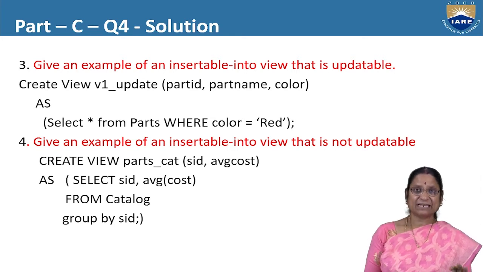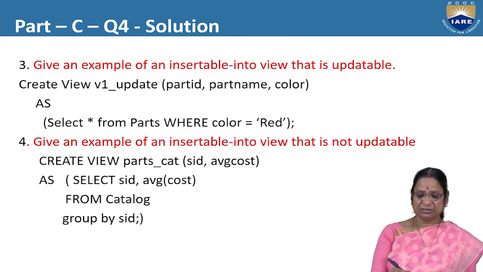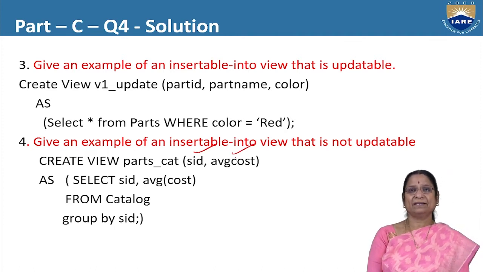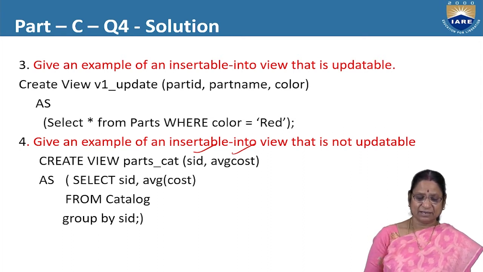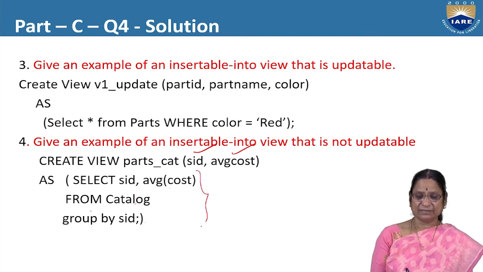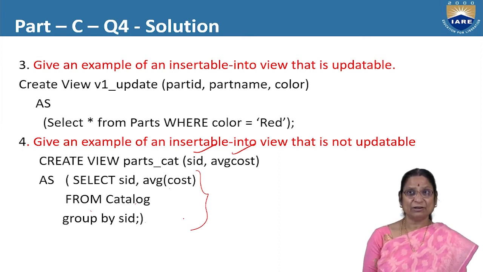So that's why that was explained in the fourth example, not updatable. Just observe, I'm creating a view with the supplier ID and average cost, how much they supplied, whatever item supplied, the average cost by each supplier will be considered. So what is the subquery? Select SID, average cost from catalog group by SID. Fine, this view will be generated, but it cannot be updatable.